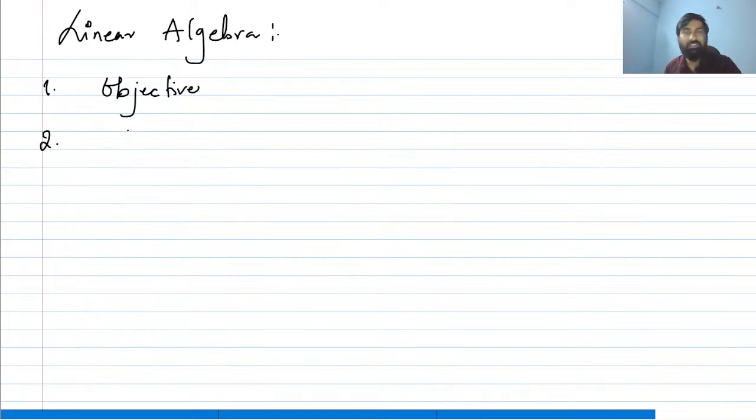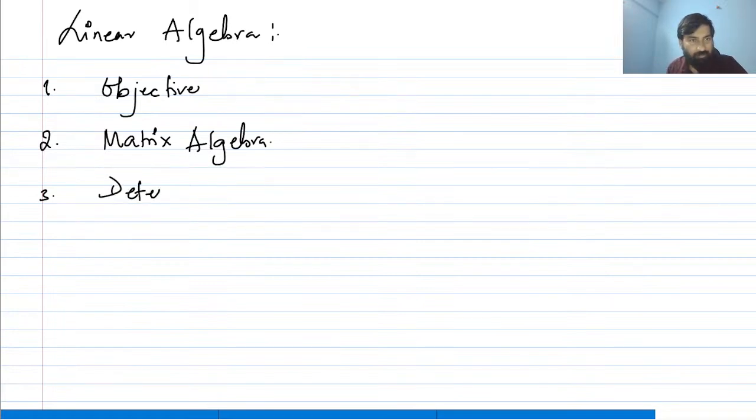Second one will be, to discuss linear algebra we need some tool. That tool will be the matrix and determinant. So we will be talking about matrix algebra here. The third will be, this is just a tool, and the third will be determinant.